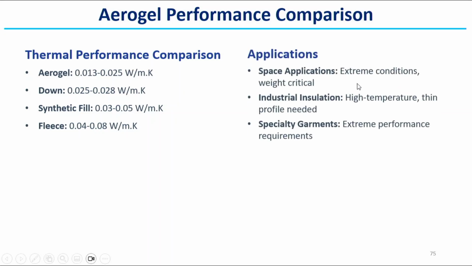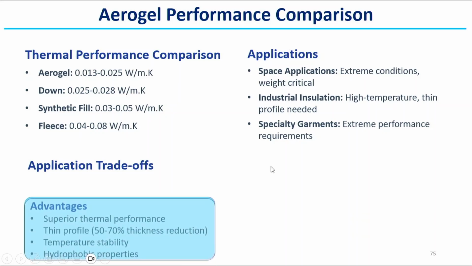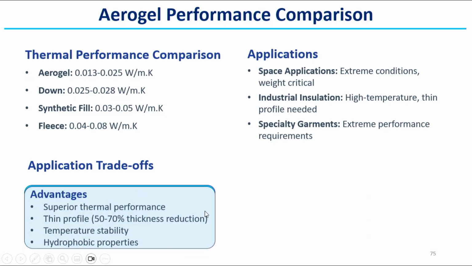In space application, extreme conditions where weight is critical, in that application aerogel is used. In industrial insulation, where high temperature and thin material are needed, then we can use the aerogel. Specialty garments: extreme performance requirement with light weight. So, in those applications we can use the aerogel. The main advantages are superior thermal performance, thin profile with 50 to 70% thickness reduction, temperature stability and hydrophobic properties.